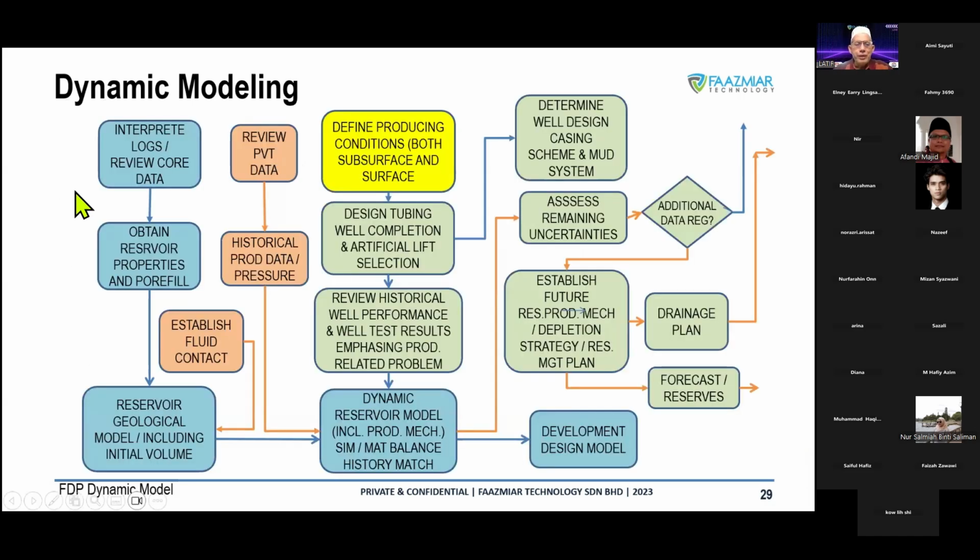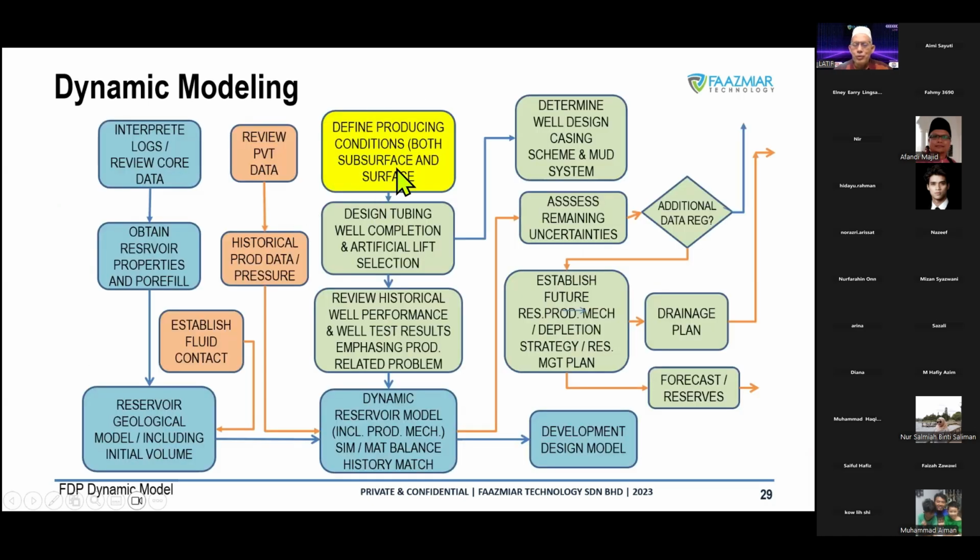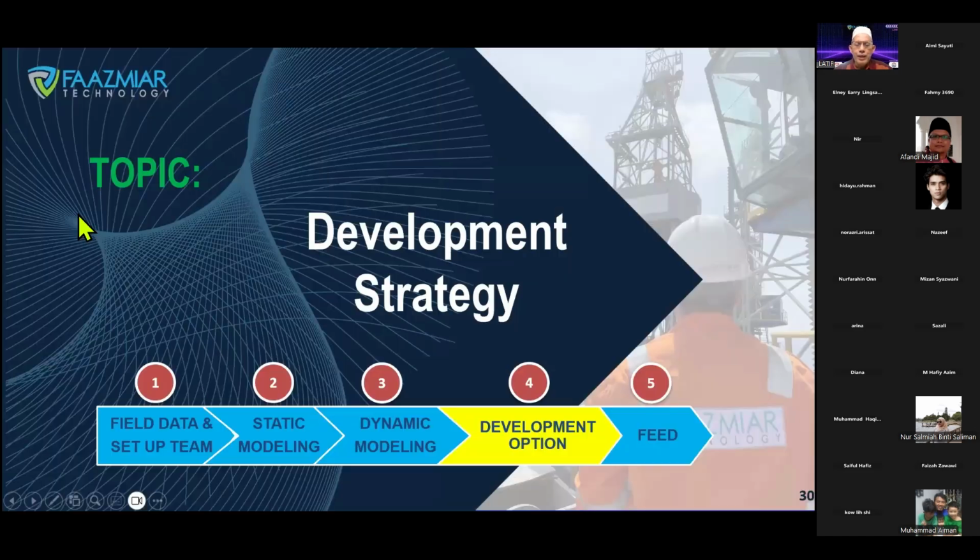Okay. Then of course, the dynamic modeling, we go through the process. Normally, the modeling defines the producing condition, both surface and subsurface. The dynamic modeling also contributes to the requirements, like casing design, tubing design, and so on. It's showing the flow. You remember the process here is huge itself. It's not just one title. Even though you can see it's only one, it consists of a lot of assignments and work scope to be done. Okay.